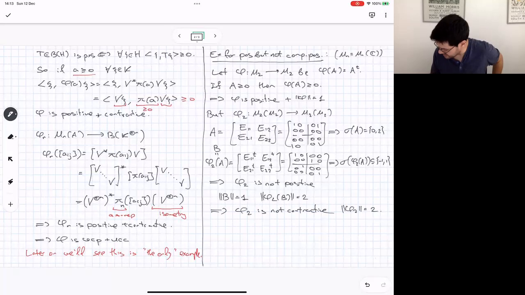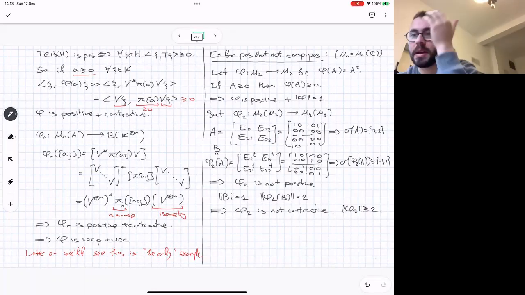Okay, we only show that it is greater than 52. Sorry. Right? So this is an example of a map that is positive, but not completely positive, or not even 2-positive, contractive, and not 2-contractive. In particular, not completely contractive. And it is, of course, unital.